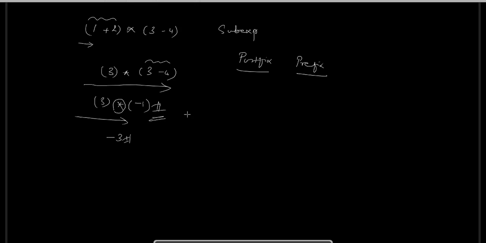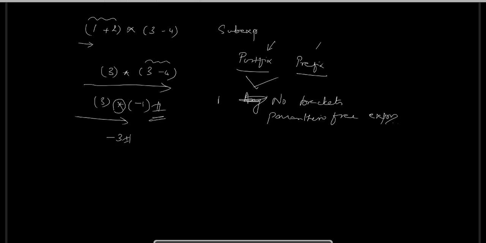So why do we go for using postfix and prefix? Both these forms of expression are not going to have any parentheses, no brackets, they are parenthesis-free expressions. If there are no parentheses or brackets, then in just a single scan, the entire expression, whatever the length or complexity of the expression, could be evaluated in one single scan. So that's the reason why we go for using either postfix or prefix.